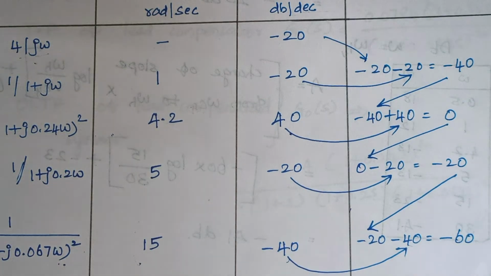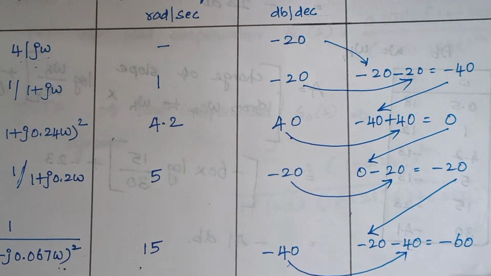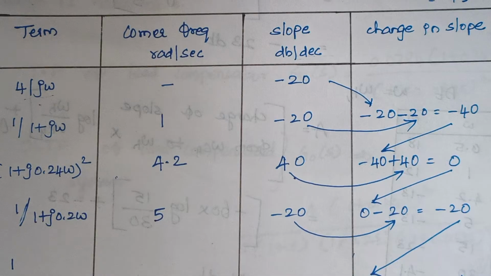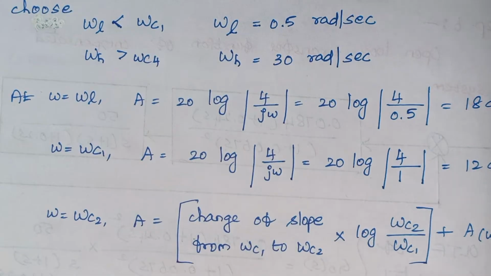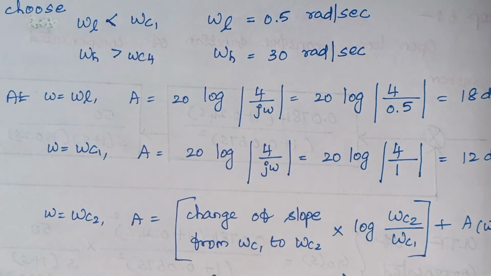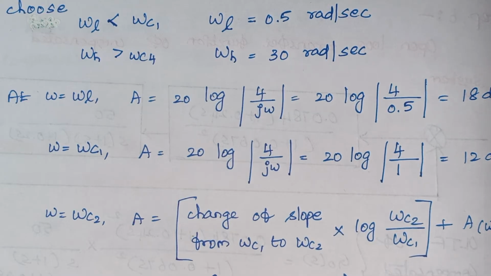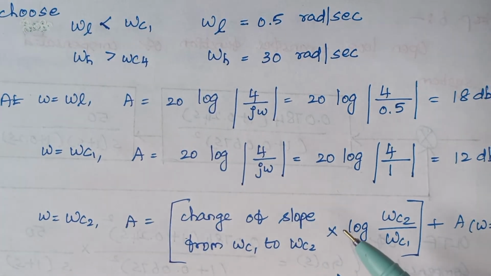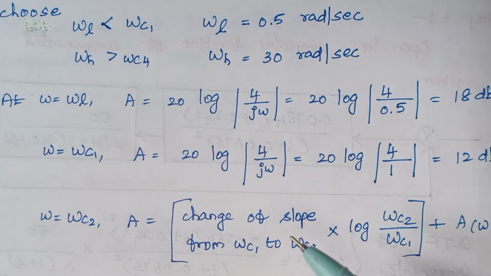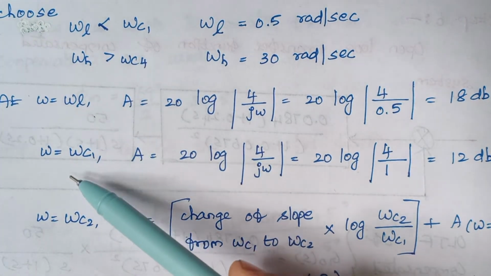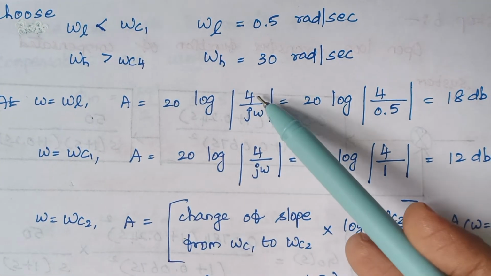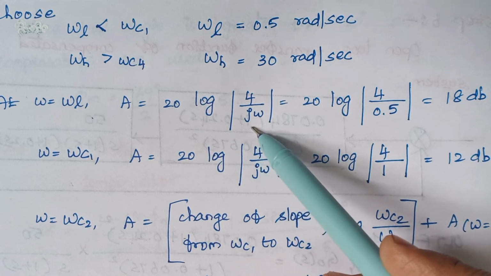If you have any doubt in making the table and calculating the change of slope, kindly go through the previous videos which I have made in Bode plot, right? Next again we have to select omega L and omega H, right? As usual, select the values as you wish, and we are going to calculate the magnitude. So for calculating magnitude for omega L and omega C1, you have to consider only constant with individual omega here, right?